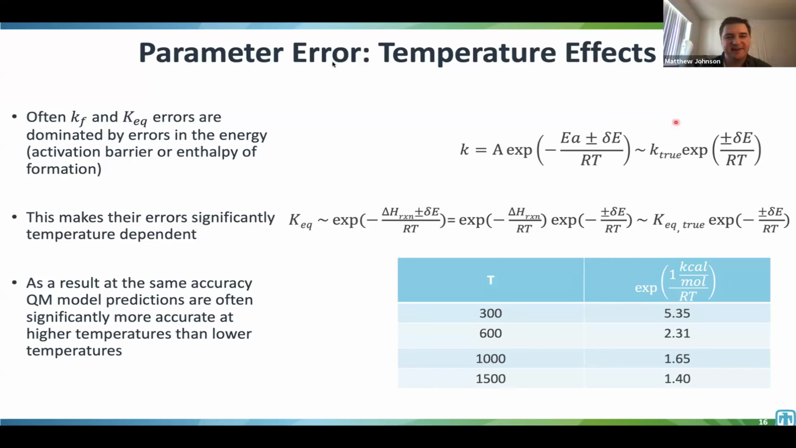And as a result, if we're running the same accuracy quantum chemistry, our model predictions are often going to be significantly more accurate at higher temperatures than lower temperatures. If we look over here at a 1 kcal per mole error, you can see that at 300 Kelvin, that gets you within about a factor of 5. But at 1,000 Kelvin, that gets you within about a factor of 1.5. And so you may get significantly better accuracy if you're modeling at higher temperatures than at lower temperatures.